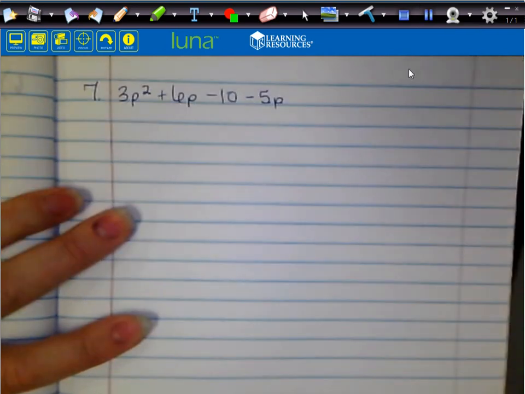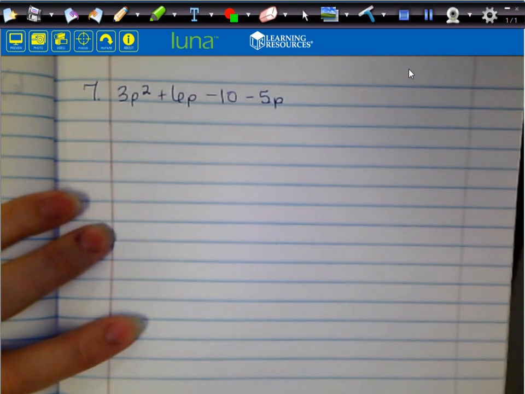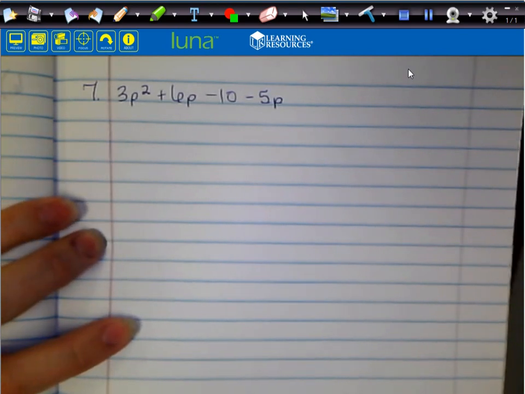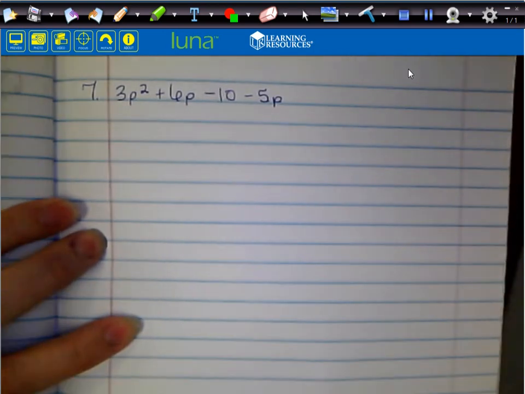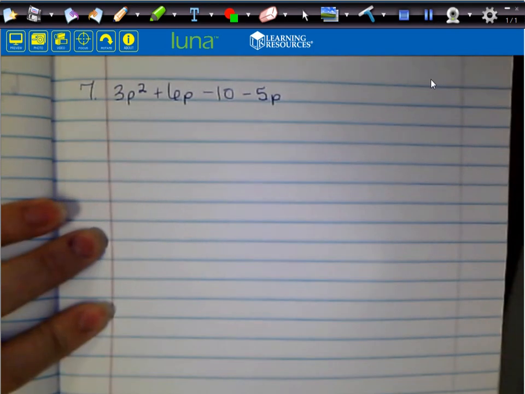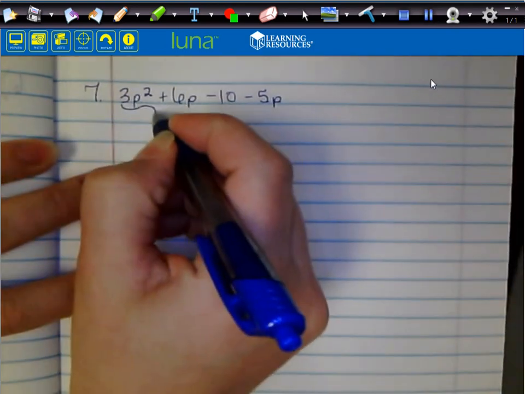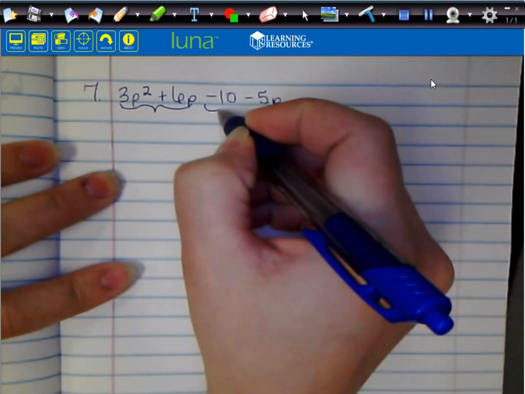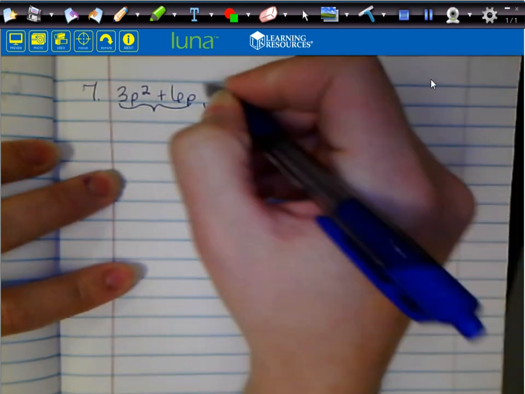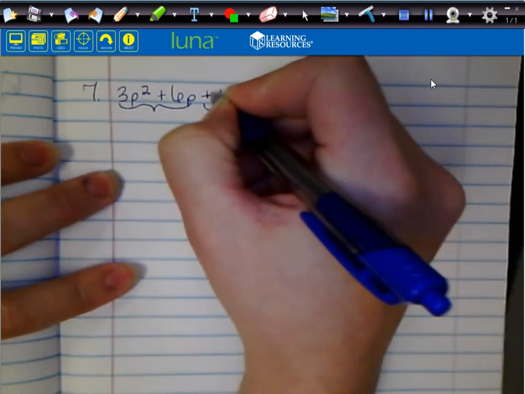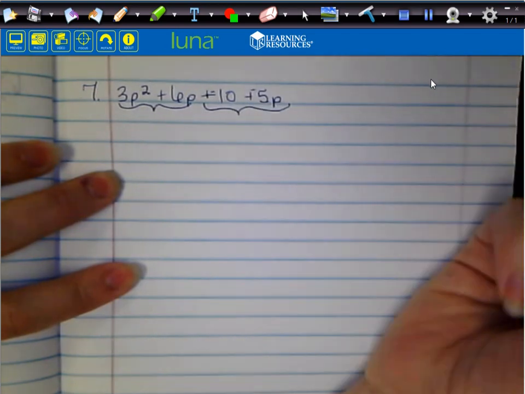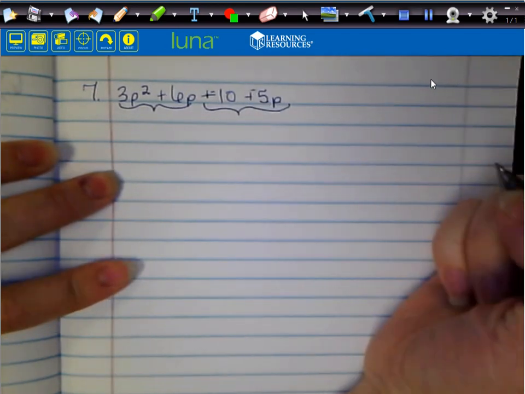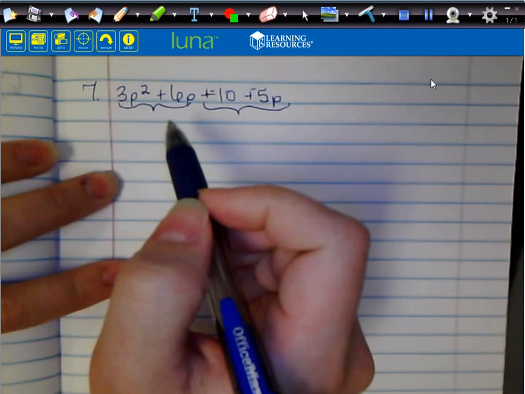All right, I want you to go ahead and write down number 7. It's 3p squared plus 6p minus 10 minus 5p. All right, I'm going to go ahead and group my terms. My first group and my second group. And I'm going to go ahead and add the opposite here and change this to plus a negative 10 and plus a negative 5. So my first group, I have 3p squared plus 6p.